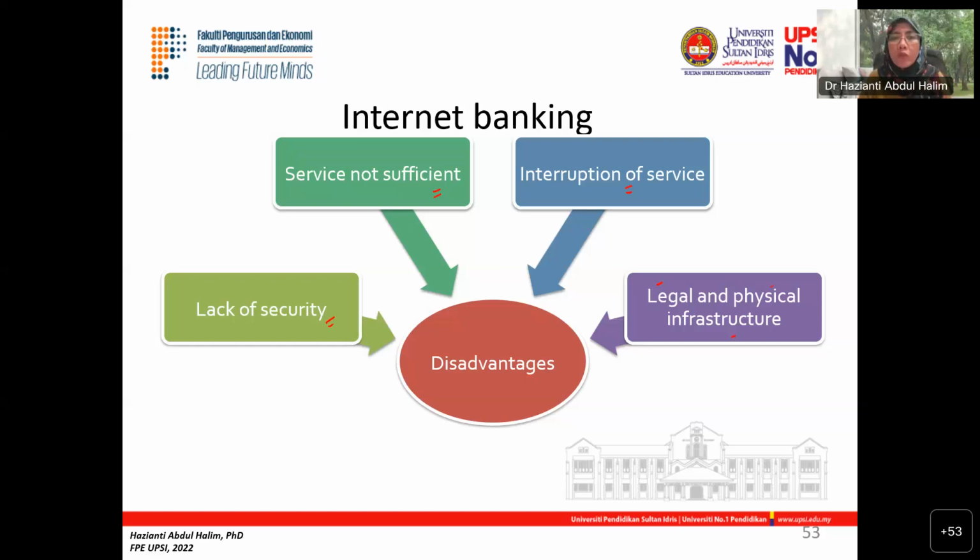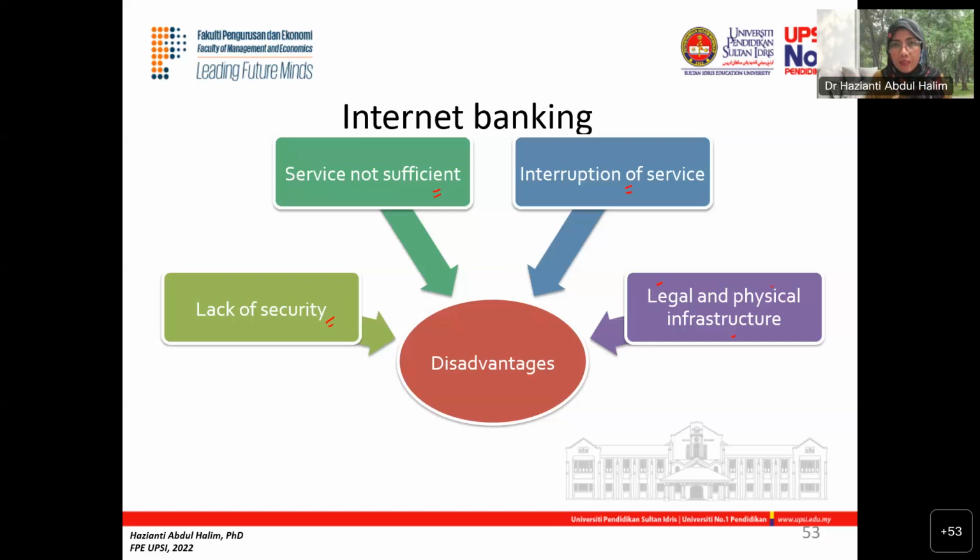And when you want to talk to someone, internet banking, you tekan-tekan je kan, tanya, jawab email apa semua buat. When you need to talk to someone, we have problem. Orang tu tak ada. You have to go to the bank juga. So service not sufficient. Interruption of service lagi lah. If you do not have internet, you do not have smartphone, you tak boleh buat internet banking. So internet kita sangat penting. The website yang down kan. So those are the disadvantages.